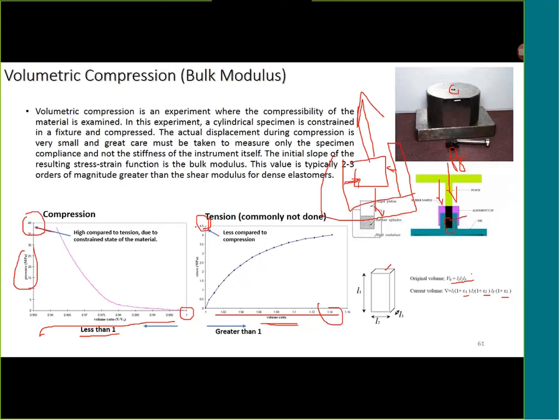So it is a common practice to do this volumetric test only in compression, not in tension, because the tension effect is not very significant. So the bulk modulus typically is considered as this pressure value. If this test data is not available, you can consider 2 to 3 orders of magnitude higher than the shear modulus of the elastomer. In the previous slides, we have seen how to calculate the initial shear modulus from the material constant.